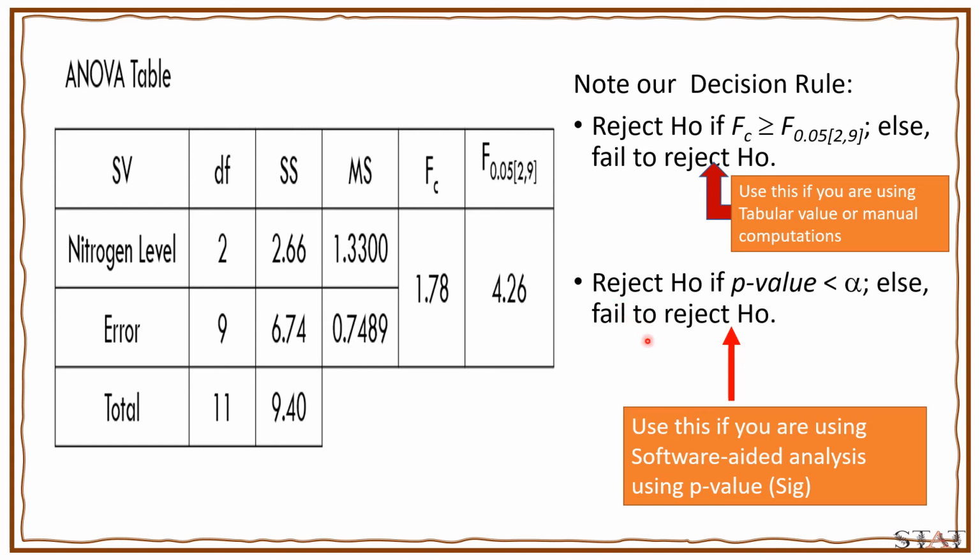And then another one, if we are using software-aided analysis, we have to use the p-value, or the probability value. And this is our decision rule that we have to follow. Reject H0 if p-value is less than alpha. Our alpha is our level of significance, either 5% or 1%. For 5% that is 0.05, and for alpha 1% we have 0.01, else fail to reject H0.